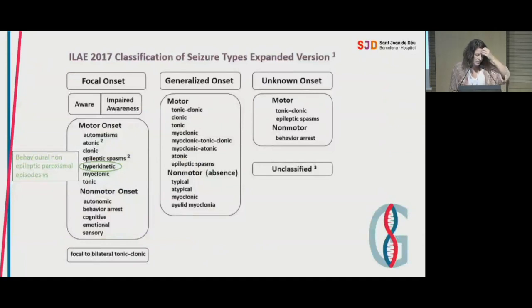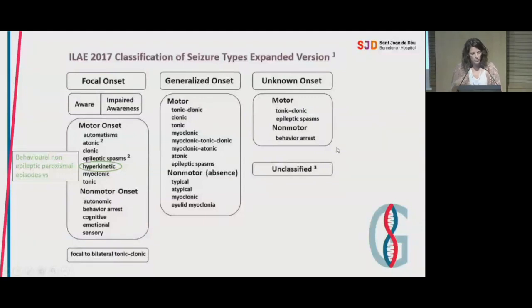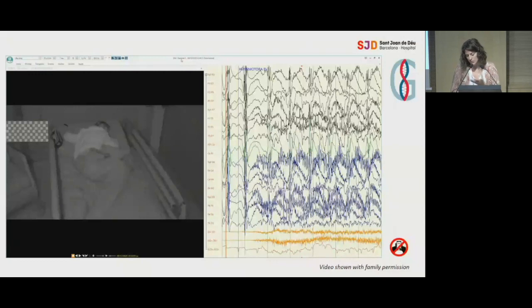Another tricky one are behavioral non-epileptic paroxysmal episodes, which are more frequent than what they can look like, hyperkinetic focal onset seizures. Well, in neurodevelopmentally disabled children, these can be difficult to recognize, but by far much more frequently they are non-epileptic episodes than seizures. I will show you non-epileptic episodes, just for you to see how they look, and they are, again, really different from what this boy did.